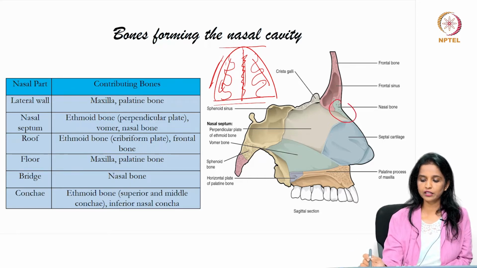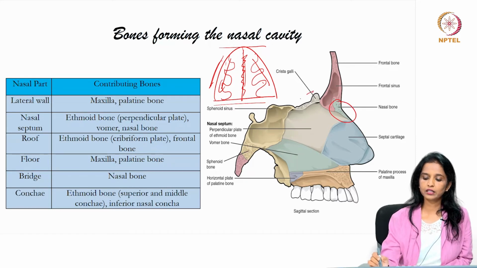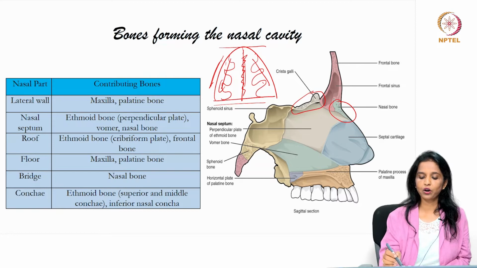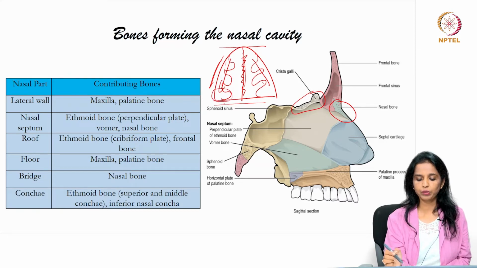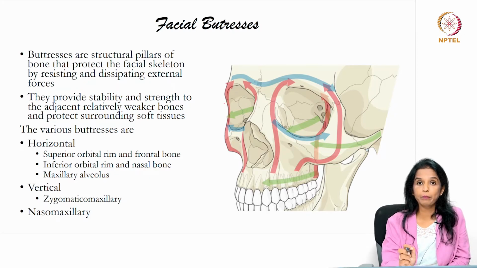So, you can see the nasal bone at this particular region, and then we have the ethmoid bone. You can see the ethmoid here, the crista galli was part of it, the superior and middle concha, and then the inferior concha, which is actually a separate bone. And then we have the facial buttresses.